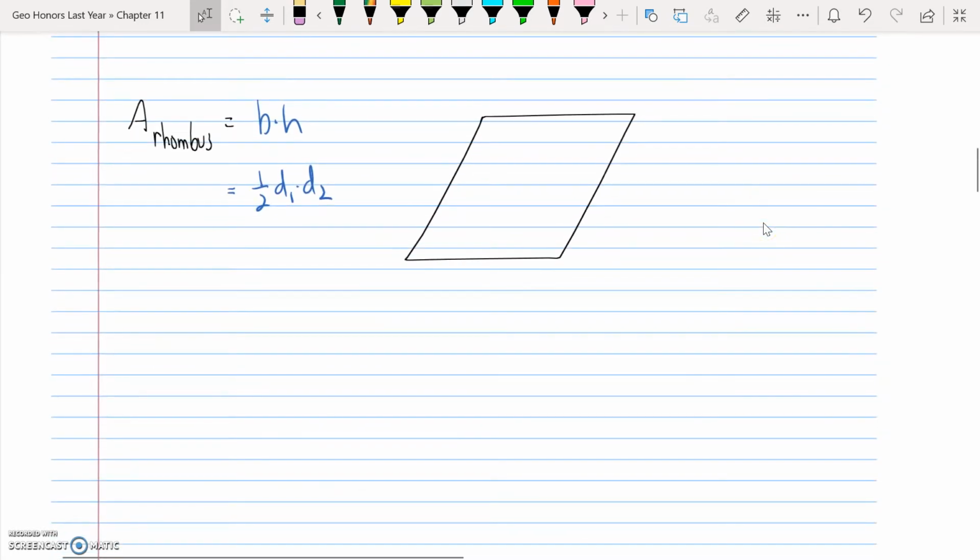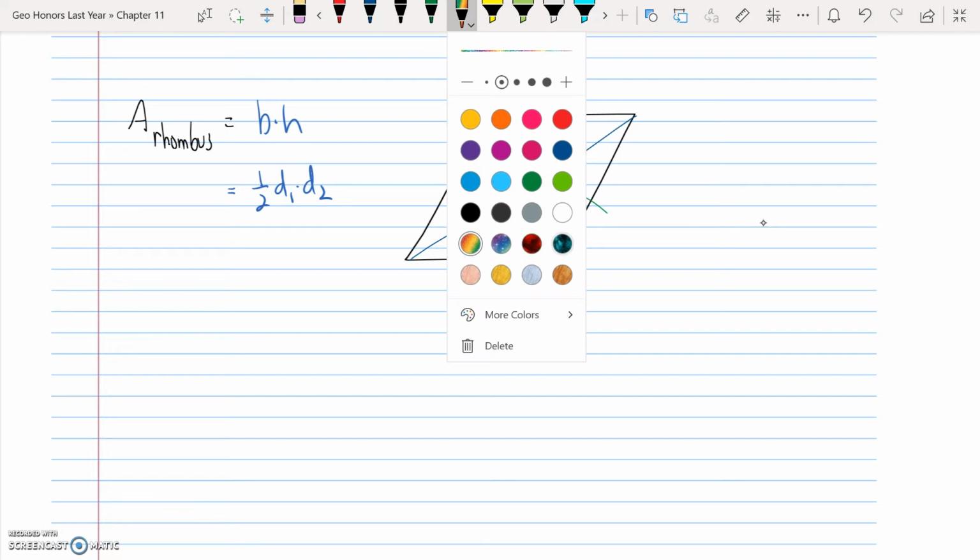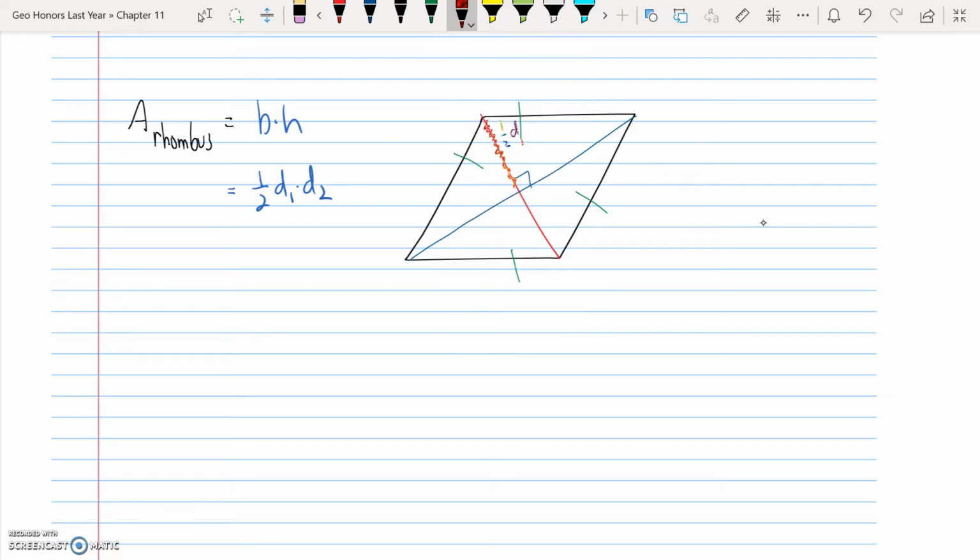Since a rhombus is a type of parallelogram, we can say the area is base times height, or recall that one of the properties of a rhombus is that the diagonals are perpendicular to each other. So I'll draw both of them in there. And this length, we'll say, is 1/2 of D1. And then this length, we'll say, is 1/2 of D2.